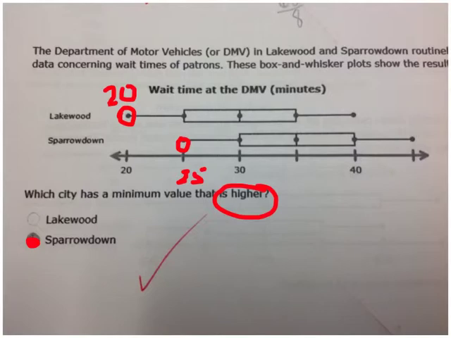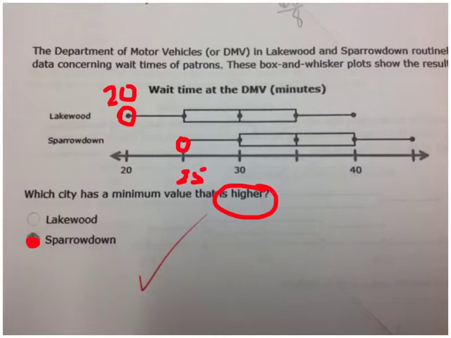A lot of you put Lakewood. And there was another problem just like this on your set of problems where it asks you where's the higher minimum, and a lot of you missed that one as well. So just remember the minimum is where that lower dot is, and they want the one that's higher. Well, Sparrow Down had the higher one.